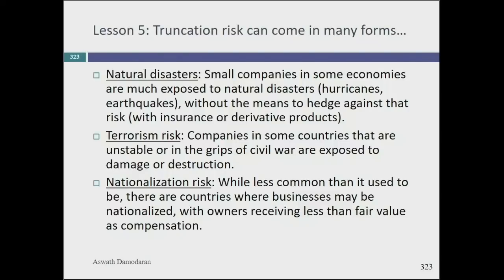Finally, truncation risk, as I said, not restricted to emerging market companies, but a bigger issue with them than with other companies. One, of course, is natural disasters. I remember doing a valuation seminar in Antigua. Why did I do it in Antigua? It was the middle of winter in New York, and I got a call from Antigua saying, would you like to do a valuation seminar in Antigua? I said, where's Antigua? He said, it's in the Caribbean. I said, I'll be there tomorrow.